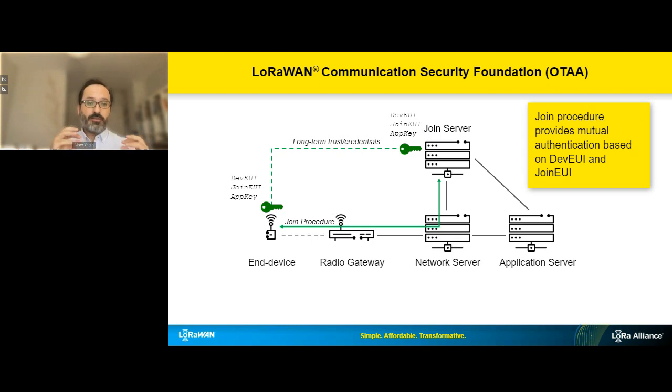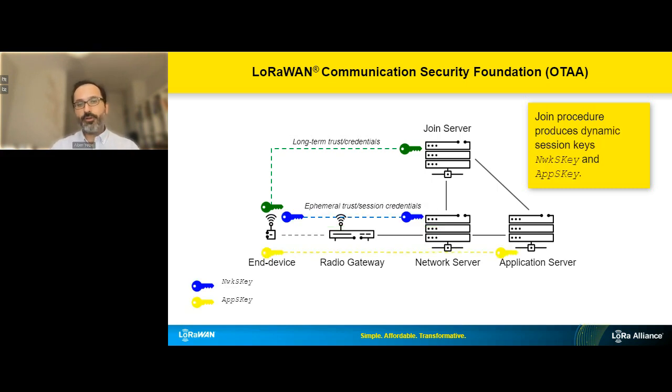And having those credentials installed in place, we run the so-called join procedure, also known as an activation procedure. And this is a cryptographic handshake. By using the credentials that are known to both endpoints, there's a handshake that goes through the network server, but the network server is not part of this cryptographic handshake. It's just a conduit forwarding the messages. And at the end, this handshake accomplishes mutual endpoint authentication.